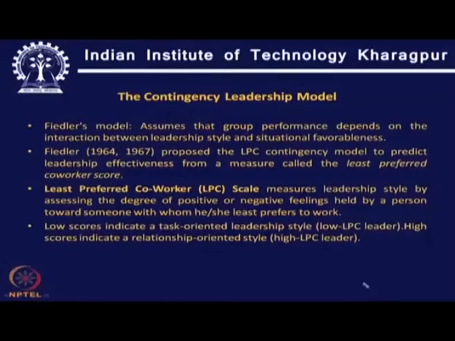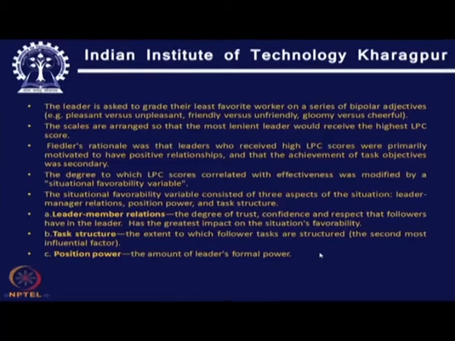So, this is where you are asked to grade whether someone is more favorable or less favorable to a particular person, using bipolar adjectives like pleasant, unpleasant, friendly, unfriendly. So what happened is that the degree to which LPC scores correlated with effectiveness was modified by the situational favorability factor.